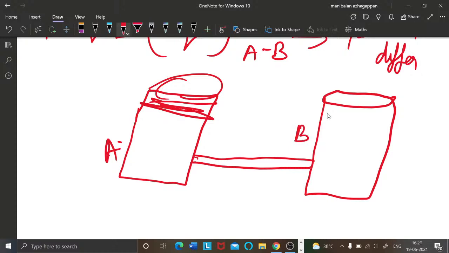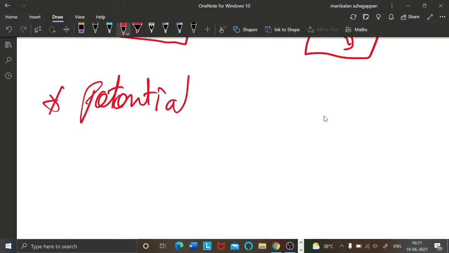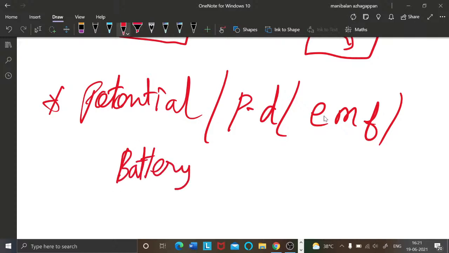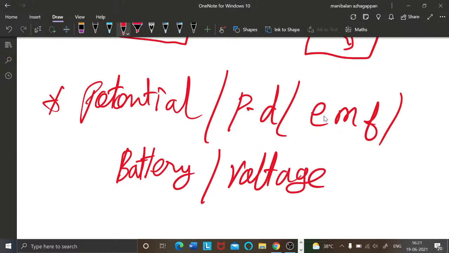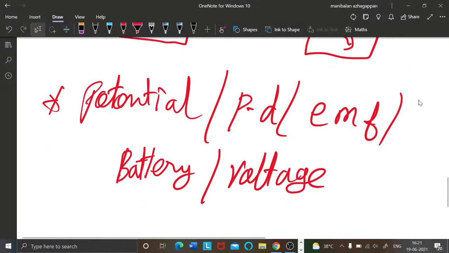Automatically we know the water will flow from higher to lower, until the equilibrium position. In the same way, current will travel from higher potential to lower potential. Potential is called voltage. So potential difference, electromotive force, battery, voltage, everything will be the same. The difference between the two terminals we can take as the potential difference. It's a basic definition.